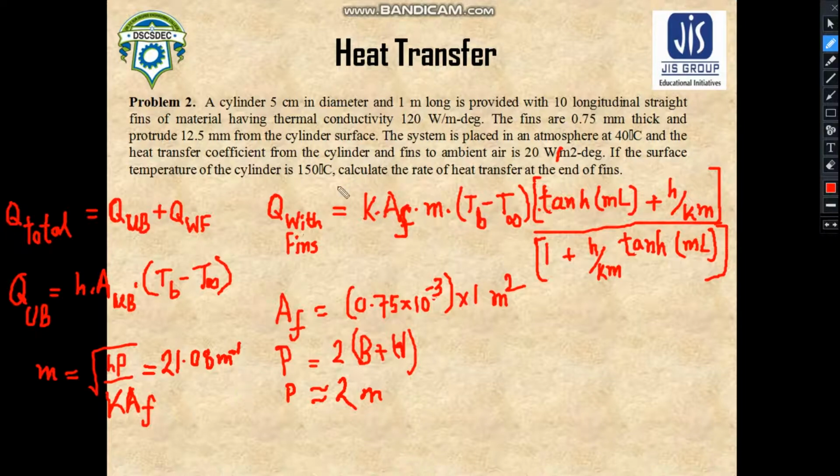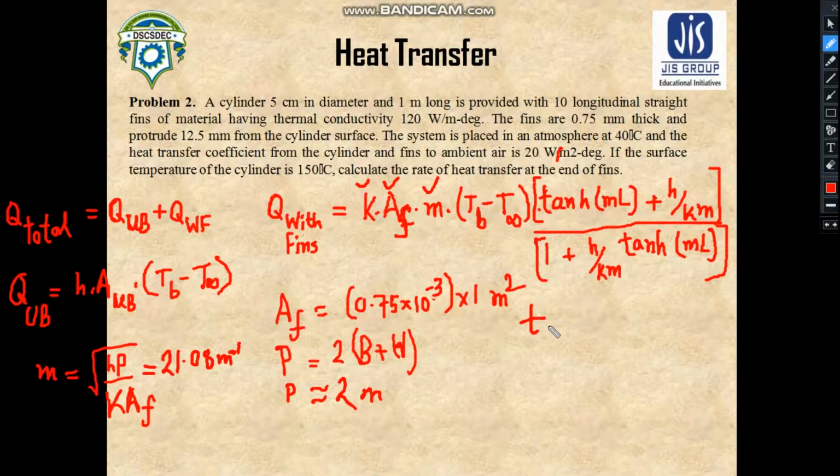Now we know the temperature of the base, which is 150 degrees Celsius. We know the ambient air temperature, the surroundings temperature, which is 20. But we have to calculate these values: h by km, and tanh of ml, that is the hyperbolic tangent function of ml. So we will just do these calculations.